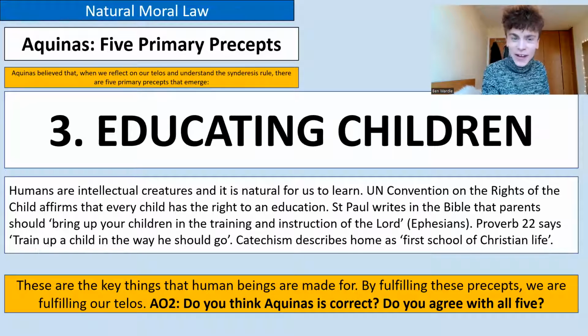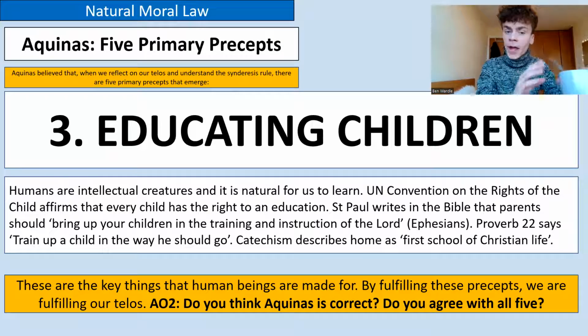Okay, our third one then, our third primary precept is the education of children. And so humans are intellectual creatures, and it is natural for us to learn. In the world today, the UN Convention on the Rights of the Child affirms that every child has the right to an education. So we've got UN endorsement there of Aquinas' primary precept. There you go, Aquinas.